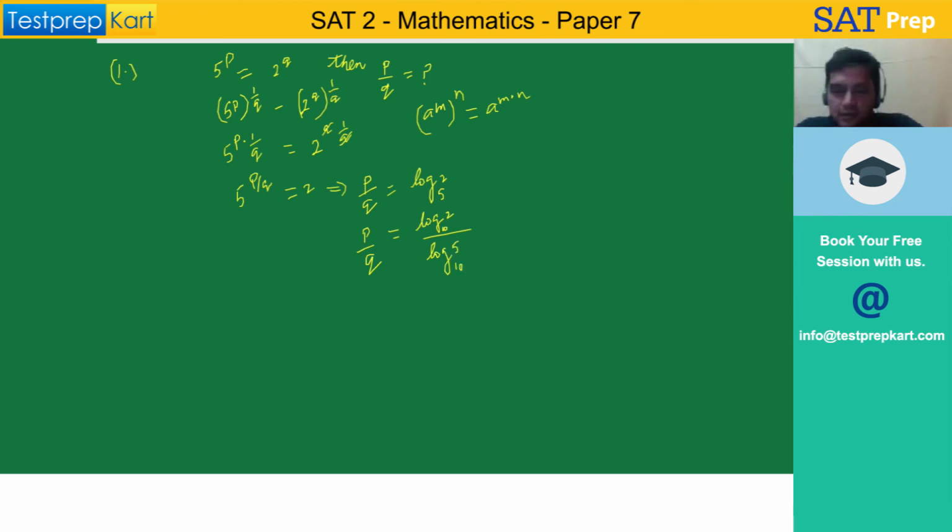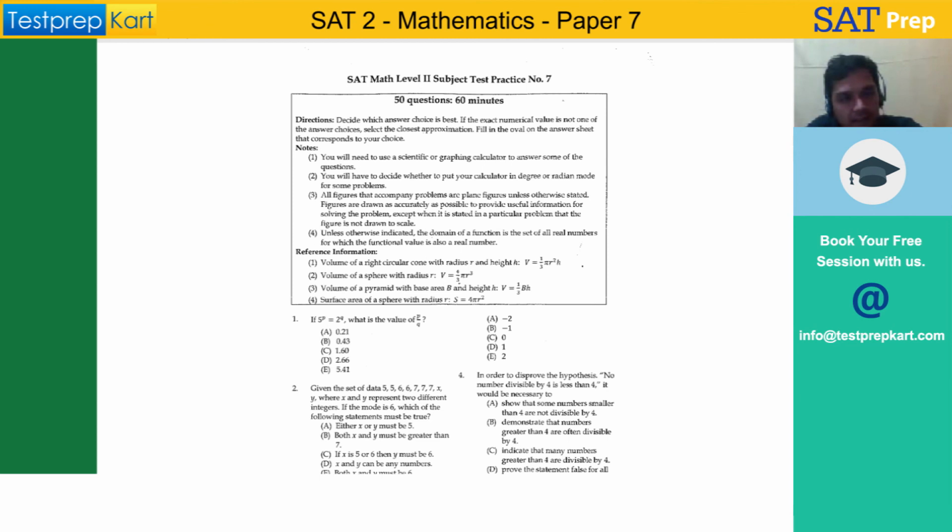Here we shall take help from the calculator. So log 2 divided by log 5 is equal to 0.43. So this is the first question, 0.43. B choice is correct.